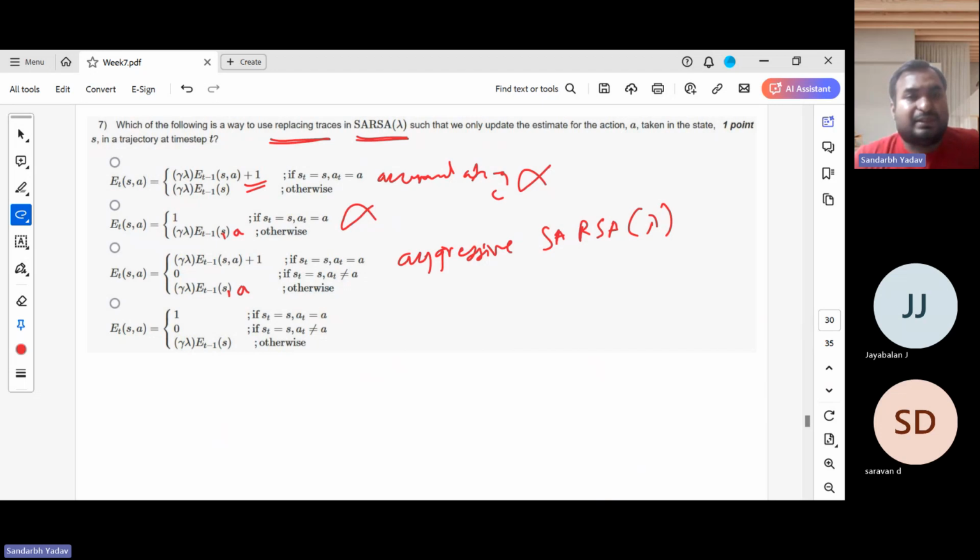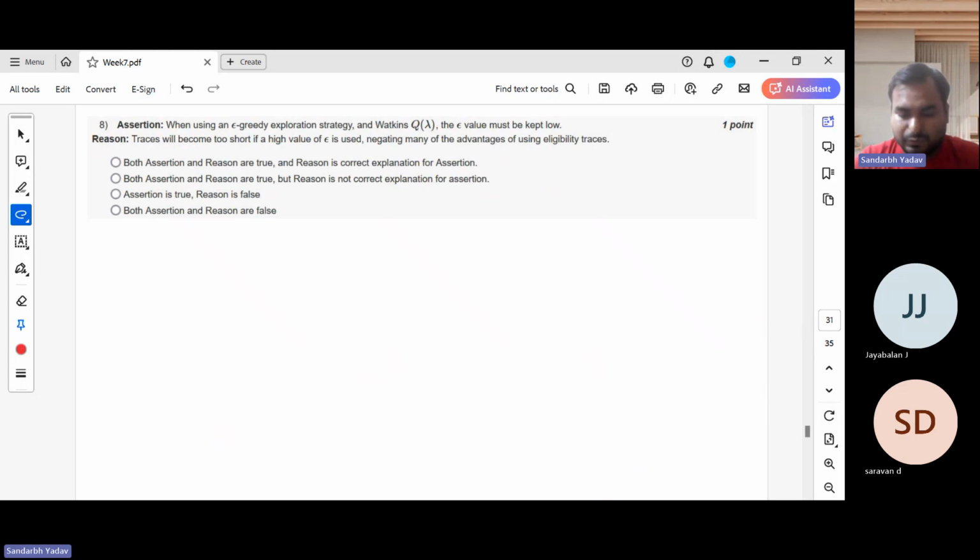This is not replacing traces. It's accumulating here also. So this is also wrong. So there is only one option remaining. Now we move to question 8. If there is any doubt, you can ask me. I might be moving quickly, but I think the questions are simple enough.